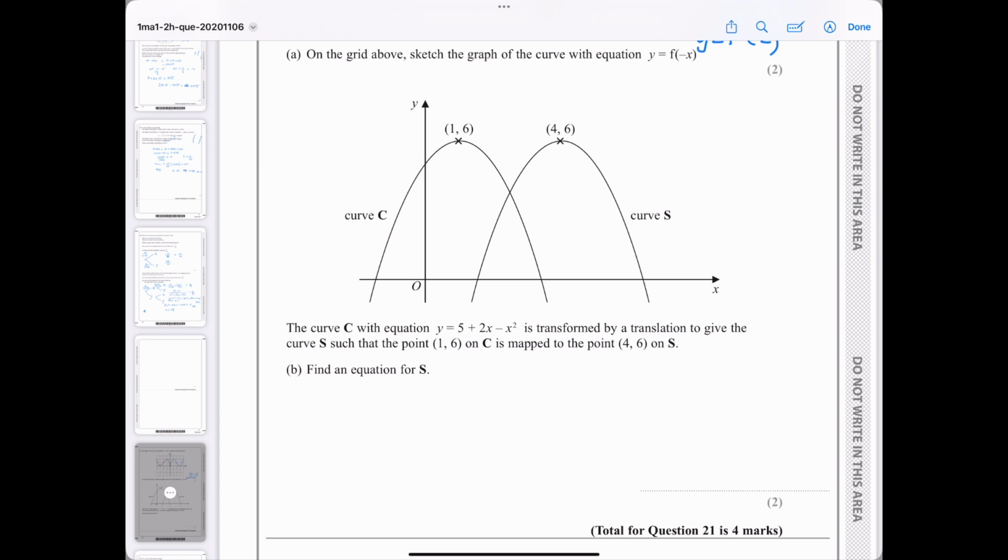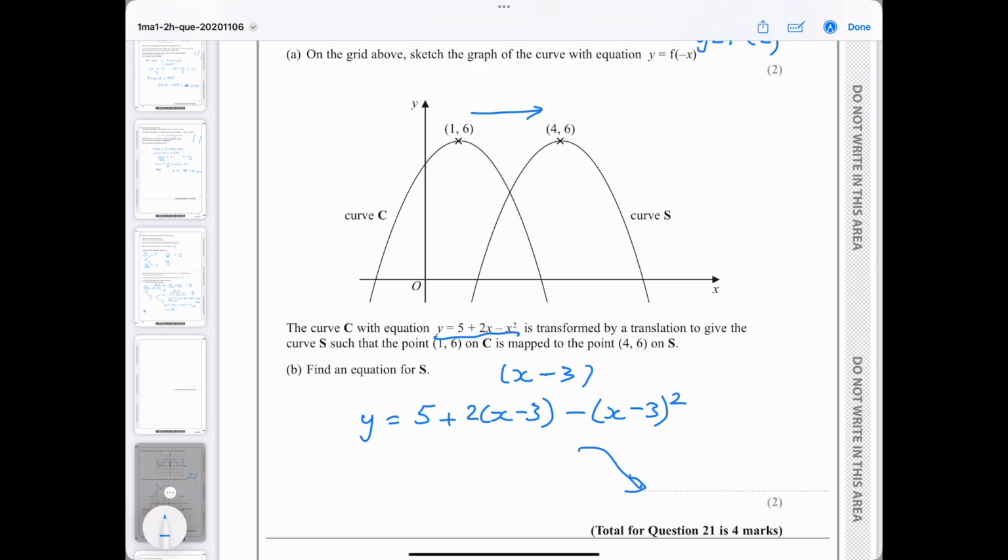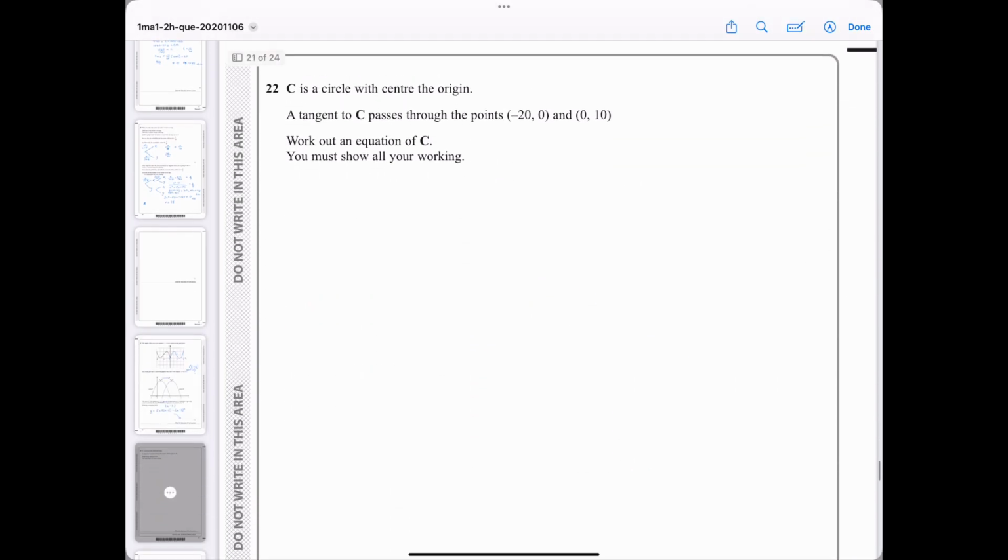So right, which one is mapped? So C has got this, and then it goes that way, doesn't it? Which means that x has got to be, in the brackets, x minus 3, because it's gone up 3. So in order to get an equation for S, we can literally do y equals 5 plus 2 times (x minus 3) minus (x minus 3) squared. And I don't know if I need to do that much more with that, so I'm going to just put that there.